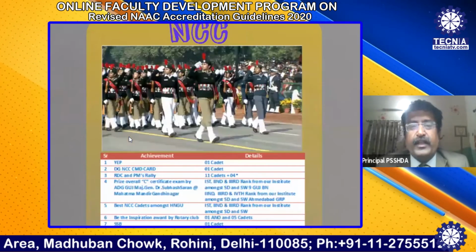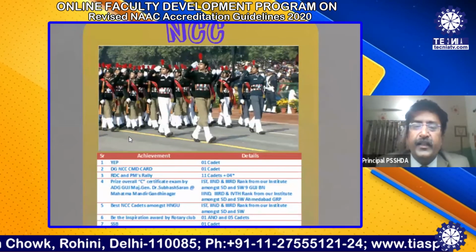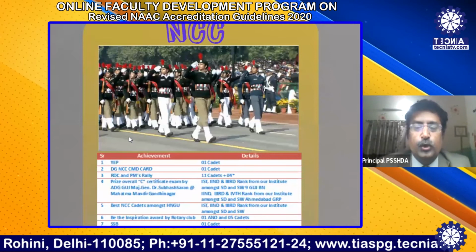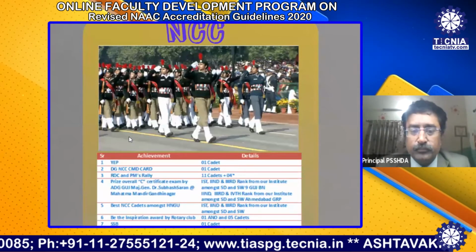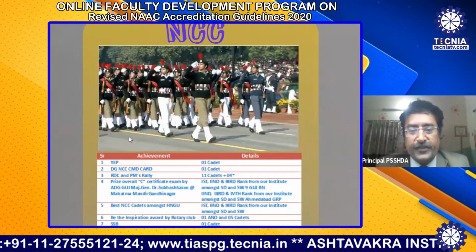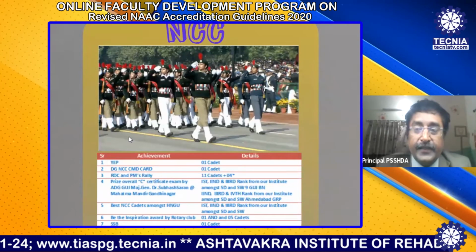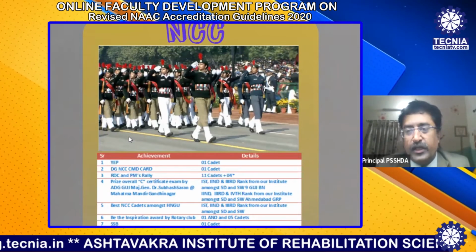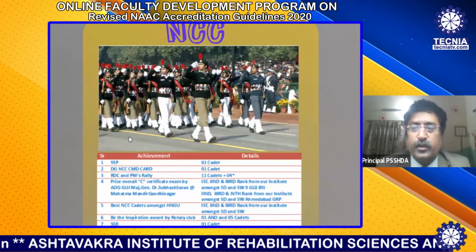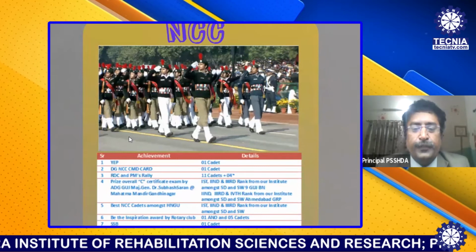Like NCC, we can say that our students are participating in an international youth exchange program, or students are having a DG card appreciation, or your students are participating in RDC or the Prime Minister's rally. So we can say 15 students or more than 15 students have participated during the last 5 years in various kinds of RDC and such kinds of events.